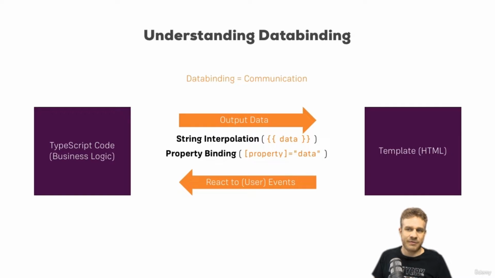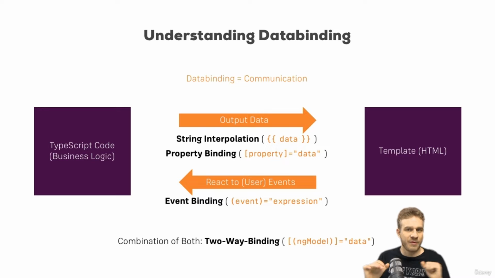And we can get this other direction, we can react to user events with event binding. So we can bind to, for example, a click event to execute some code whenever it occurs. And we also have one additional form of data binding where we combine both directions. Two-way data binding, where we are able to react to events and output something at the same time. Might not be super clear how this works, but that is why we will now have a detailed look at all four forms in the next lectures.